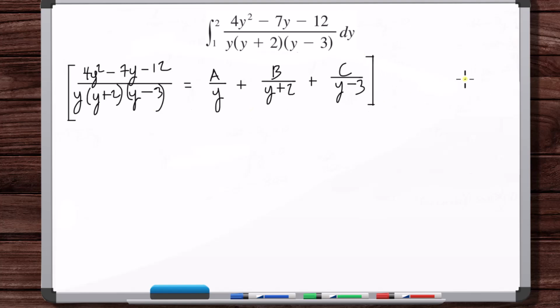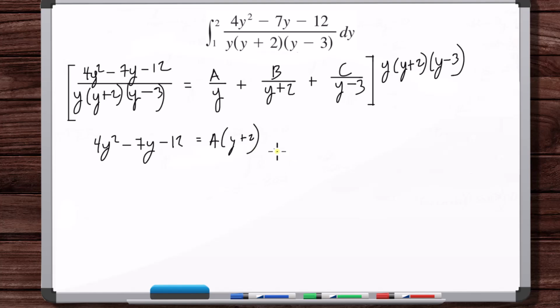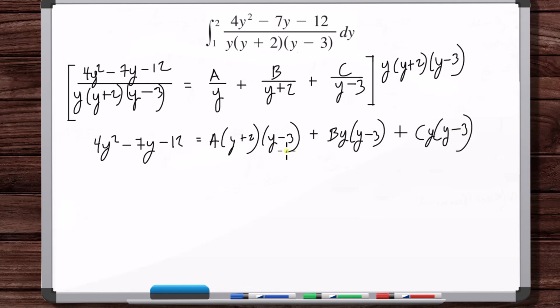Okay, so now we want to clear the fractions. So y plus 2, y minus 3. So we've got 4y squared minus 7y minus 12 is equal to, plus b, it could be by, plus c y. There we go. Okay. No, wait. No, this would be y plus 2.